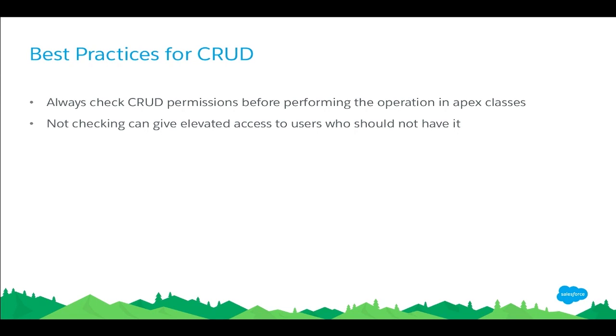So what are the best practices for CRUD? Create, read, update, and delete. We always check CRUD permissions before making any operations in our Apex classes. Not checking for CRUD can give elevated access. We always suggest performing these checks in the Apex classes, not in the Visualforce pages, because of efficiency, because it runs from system context. But there are certain scenarios where there's no way around it and we have to do it, and then you can still do it from Visualforce pages, but that's not the best practice. The right thing to do is implement all of these checks in your Apex classes itself. Jorge is going to talk about field level security now.